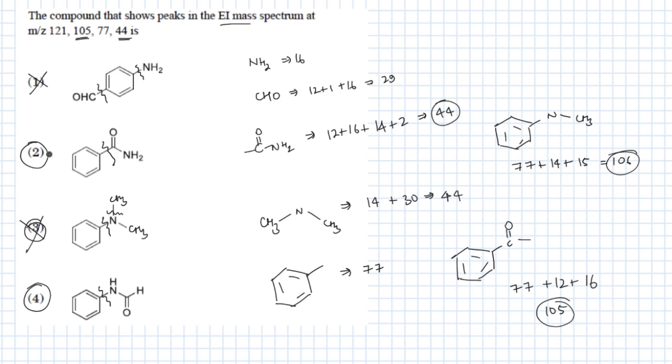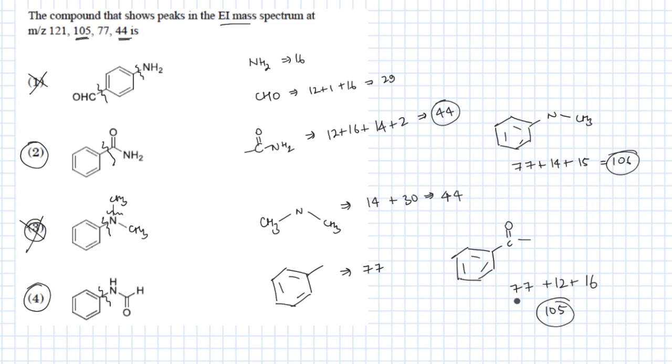Now among 2 and 4 also, you just got to know that whenever this phenyl ring is attached with carbonyl, then only you are going to get 105. So in this case you are not going to get that with the phenyl ring along with nitrogen and hydrogen. You are not going to get that.